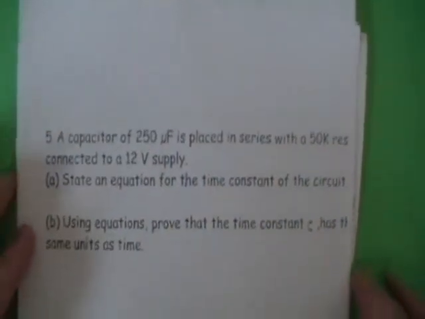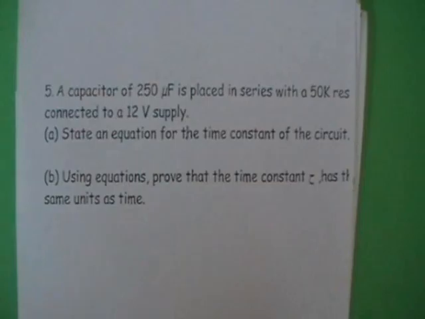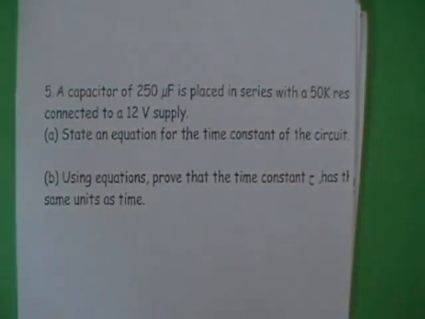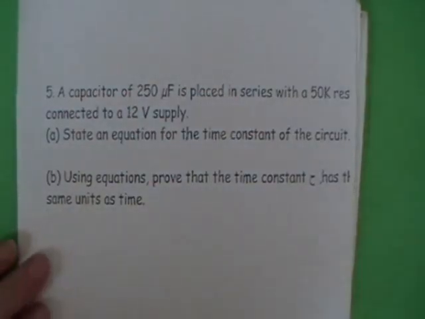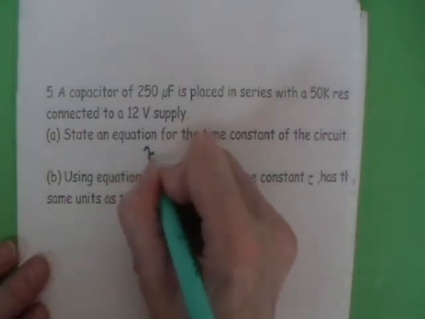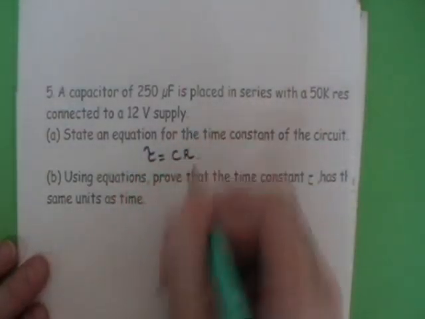Right, the next question. A capacitor of 250 farads is placed in series with a 50 kilo ohm resistor connected to a 12 volt supply. State an equation for the time constant of the circuit. So that's just tau is equal to C multiplied by R.